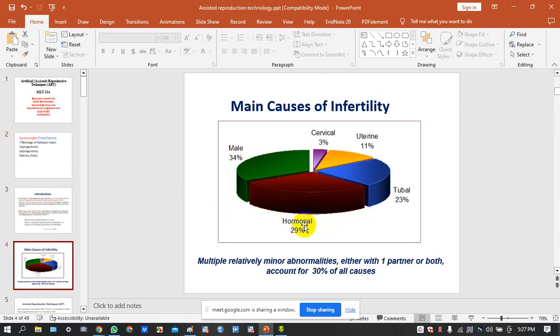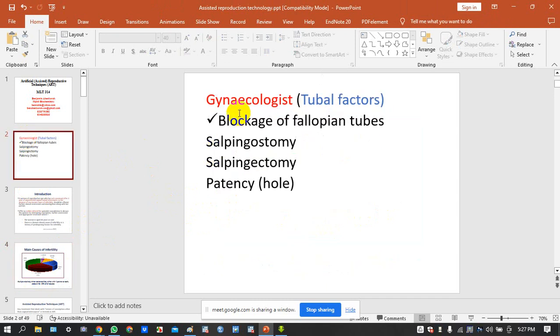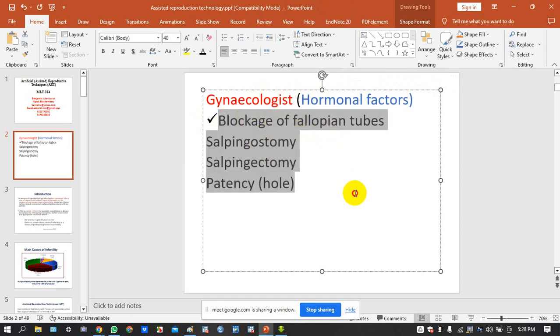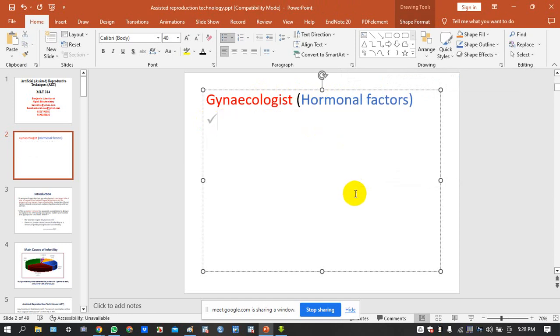The next factors is hormonal factors. And this one is very, very serious. Hormonal factors. Because some of the young ladies who are around, do you know what they do? Small time, they will go and buy Lydia. Or Postinor 2.